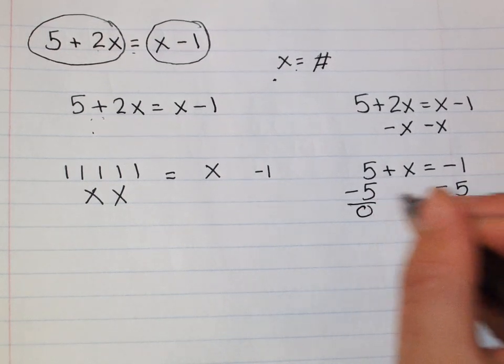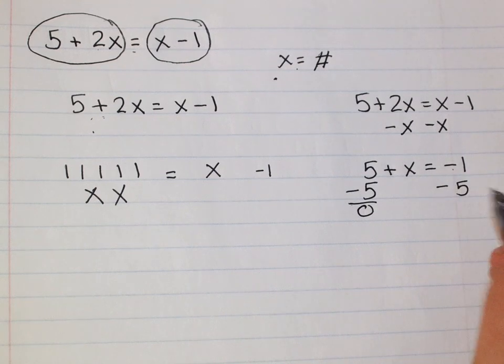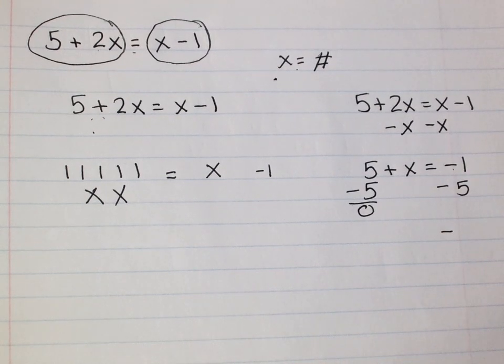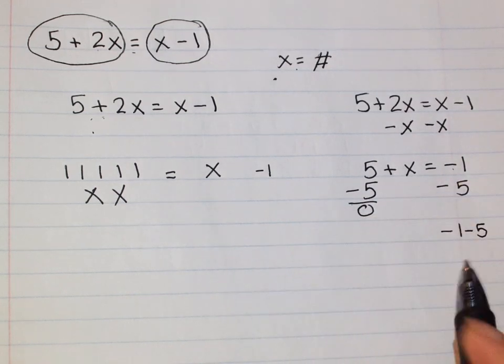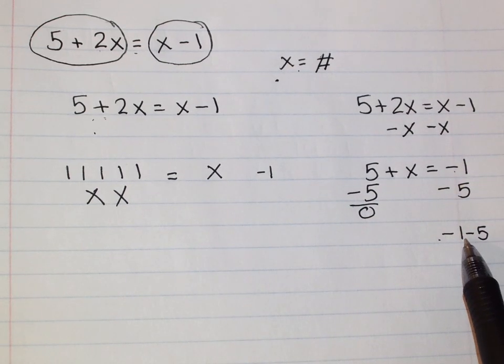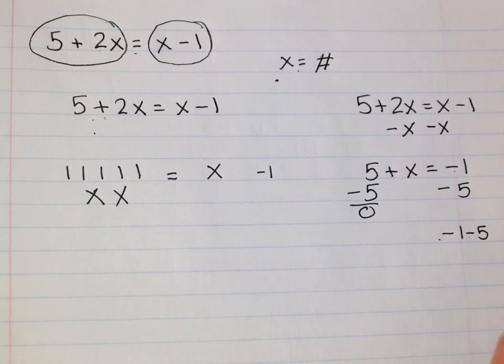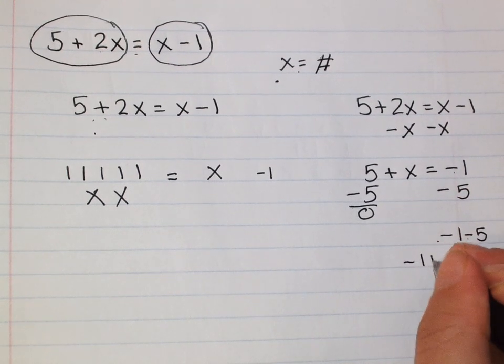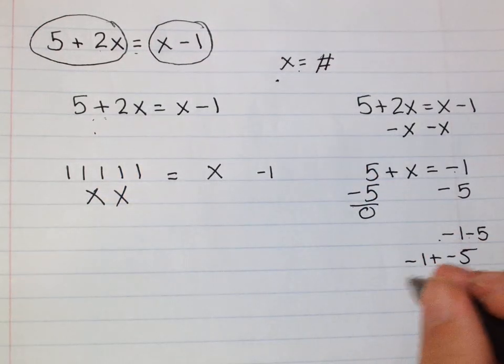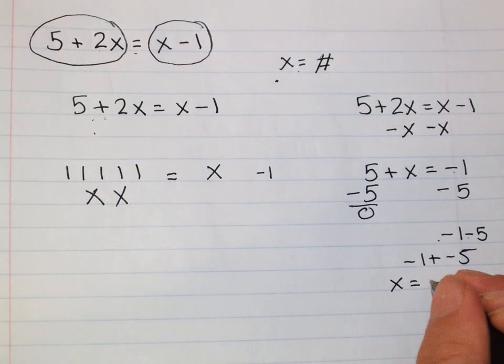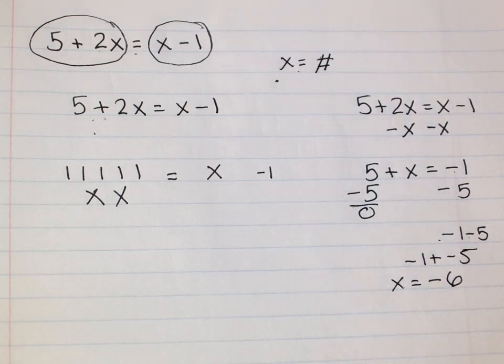That equals 0. Negative 1 minus 5, negative 1 minus 5. Keep, change, flip. So this is actually negative 1 plus negative 5. So that means x equals negative 6.